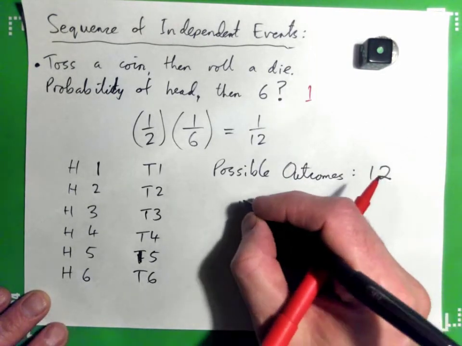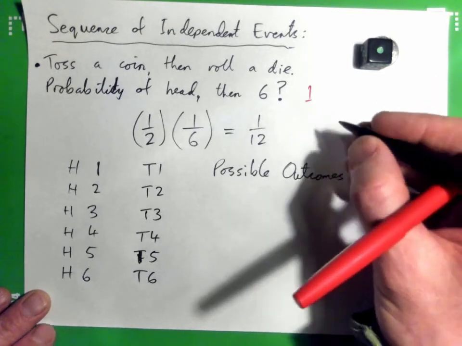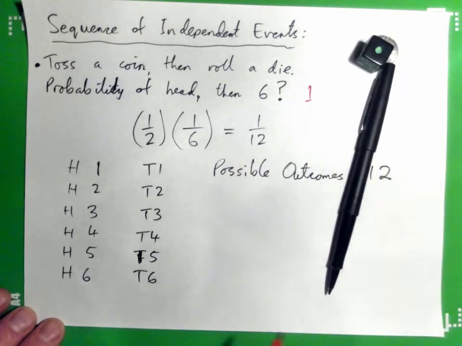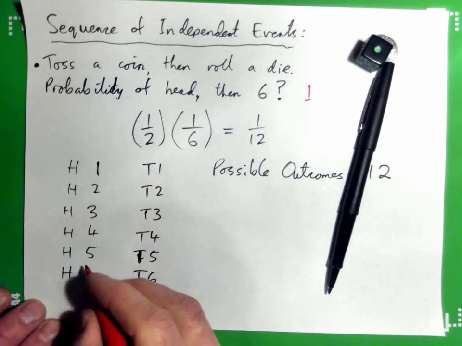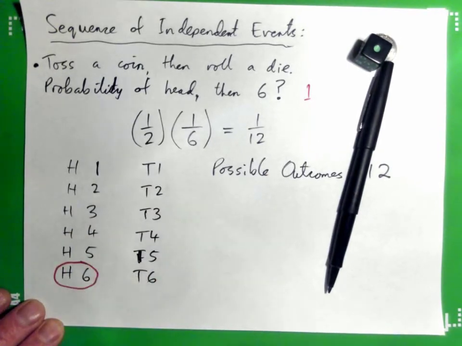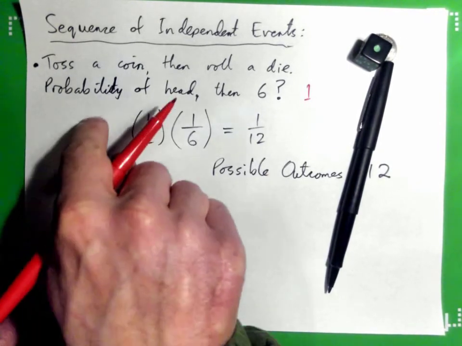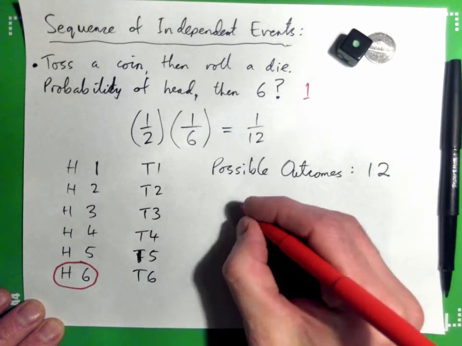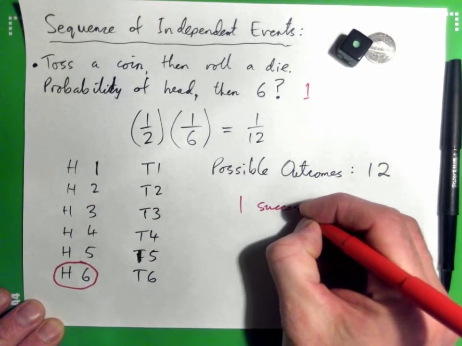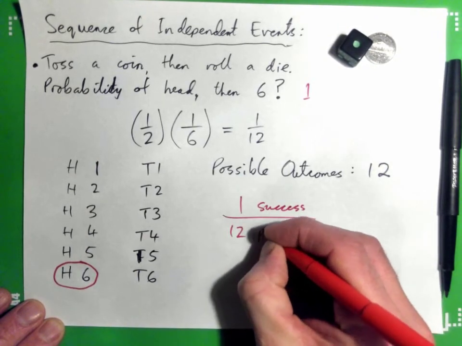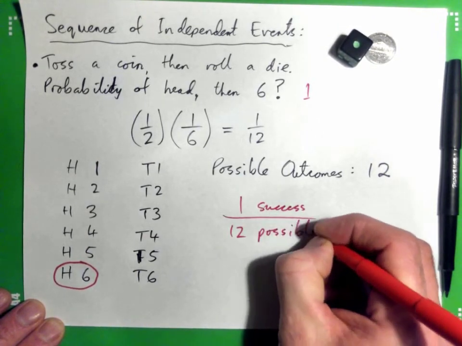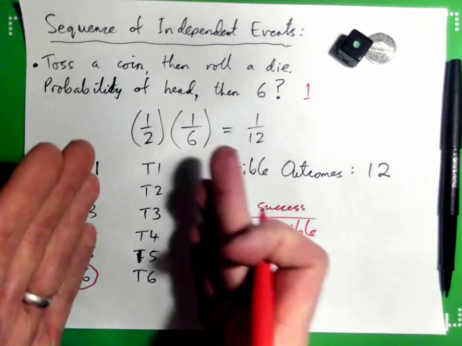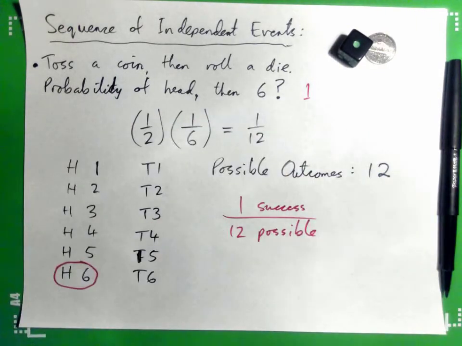So what we're looking for, where is it? We wrote it down here. It's this guy, head 6. That's 1 out of 1, 2, 3, 4, 5, 6, 7, 8, 9, 10, 11, 12 possible outcomes. One success out of 12 possible. But I hope that example explains why when you have two independent events, you actually multiply the probability, right?